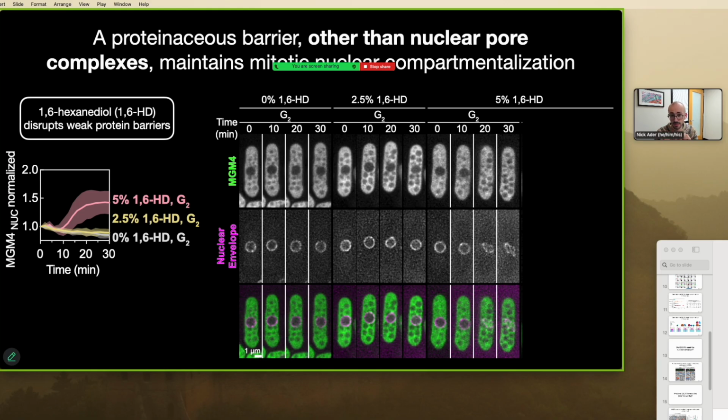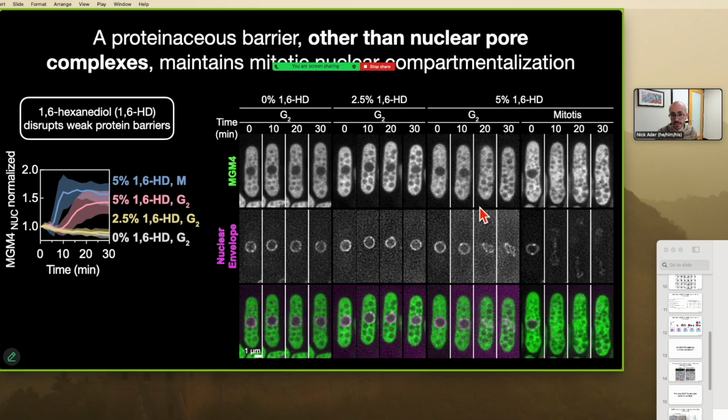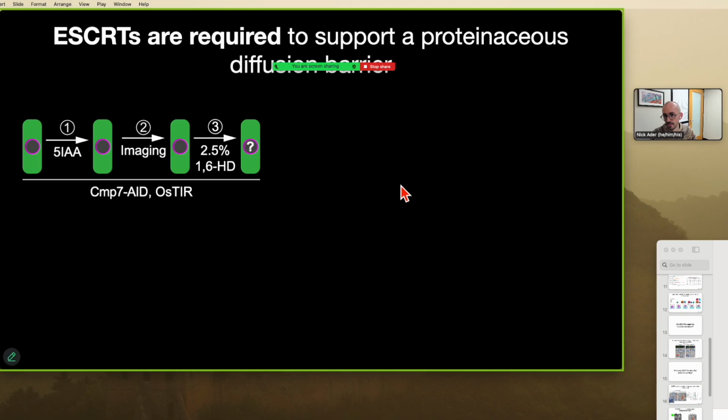But in that same culture dish that we used the 5% hexanediol, where we have these interphase cells leaking after about 20 minutes, mitotic cells in the same dish leak faster, after about 10 minutes. And this suggested to us that during mitosis, there's another proteinaceous diffusion barrier besides nuclear pore complexes. And so we wondered, does this barrier cooperate with CHIM7? And that's what I'm going to show you here.